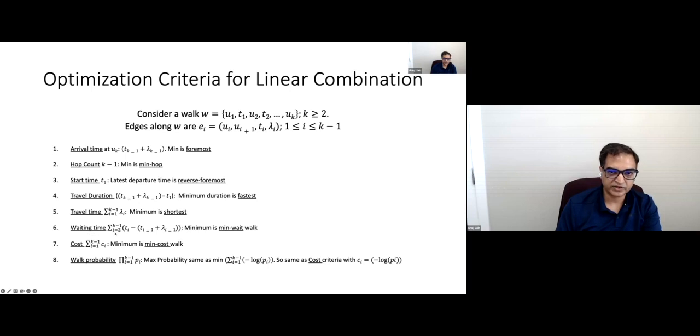So there is no weight on the starting vertex or the ending vertex. So it goes from 2 through k minus 1. Then there is a cost criteria, which is the sum of the cost on every edge, if there was a cost assigned to the edge. And then there is a walk probability, which would be a product of the probability of every edge. But this can also be modeled as the cost criteria, where cost would be the negative log of the probabilities on every edge.